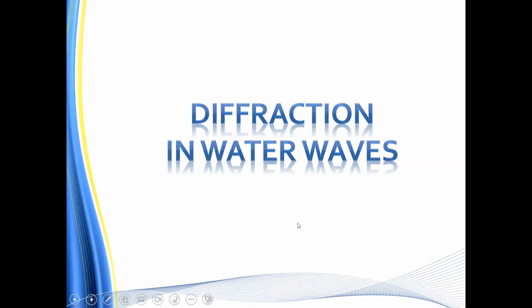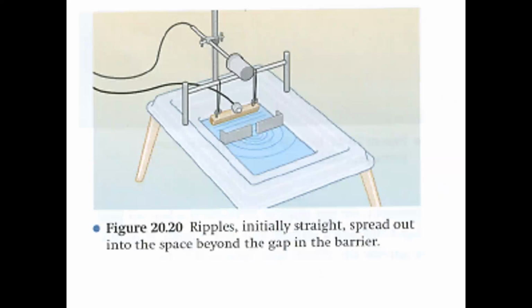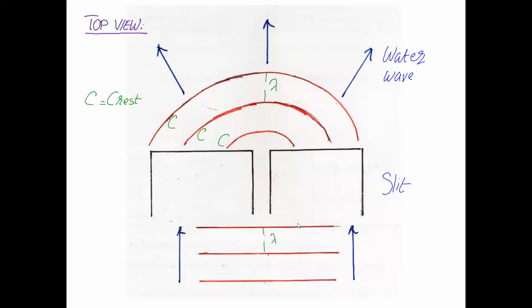Diffraction in water waves. These are the water waves entering a section. There is a bending of the wave. This is the famous ripple tank, and we have placed a boundary. The ripple tank has a dipper which runs by a signal generator, and you can see the slit is introduced for diffraction. Now, this is the top view of the ripple tank, and the waves are passing through this narrow slit. The waves are bending over the slit.